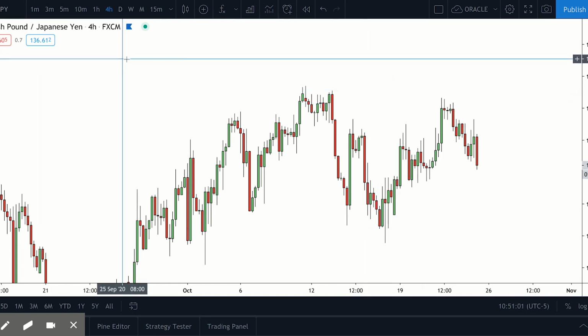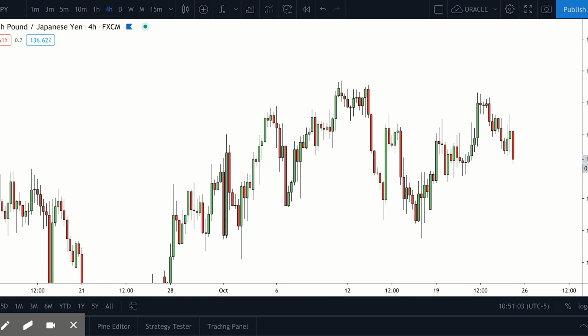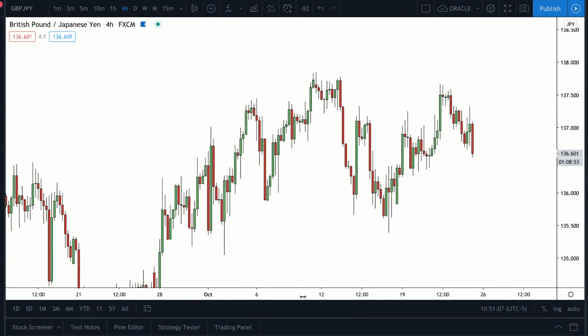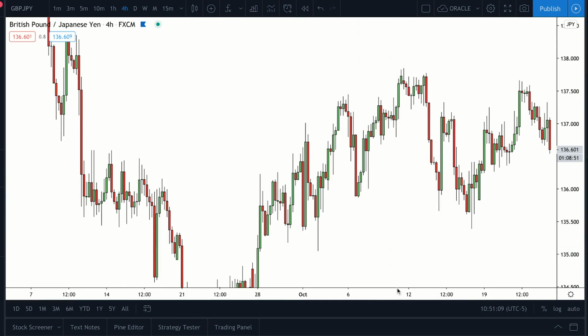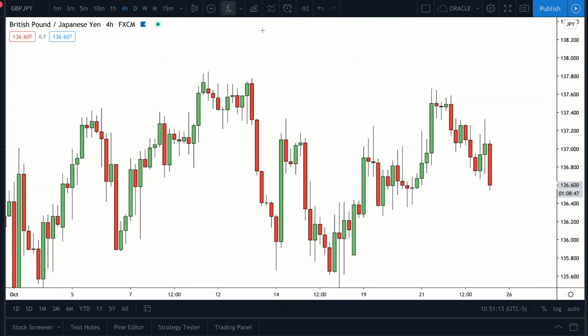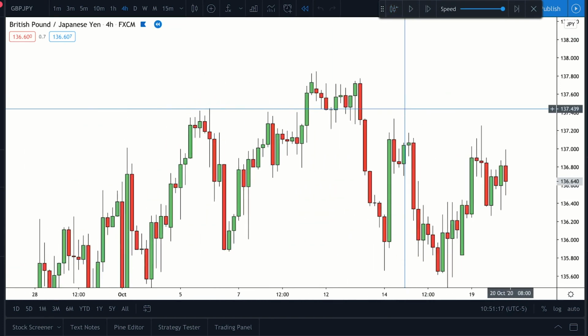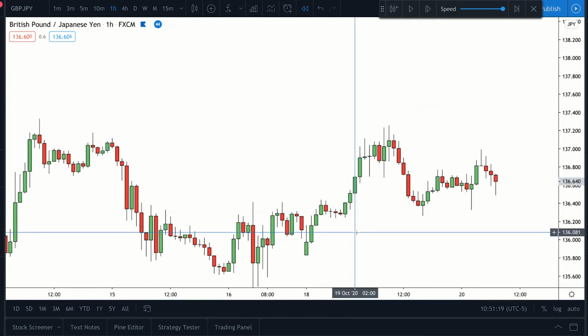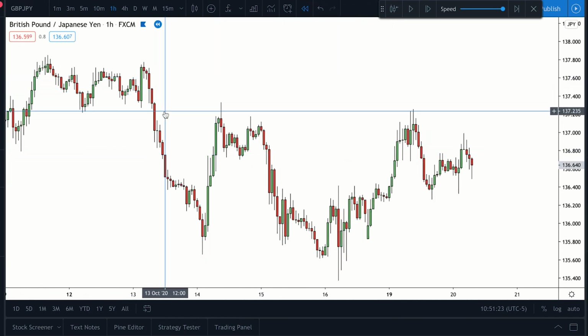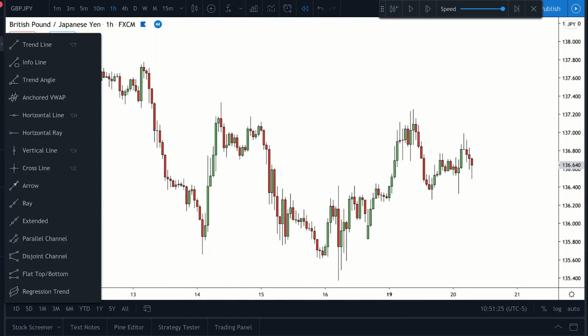So what I've got here is a great example on GBP JPY, which I'm going to talk through with you and show you exactly what I'm talking about. The best way to identify liquidity is to identify equal highs or equal lows in the market. I'm going to drop to the hourly chart and show you the GBP JPY market here and try and explain what I mean with this liquidity.